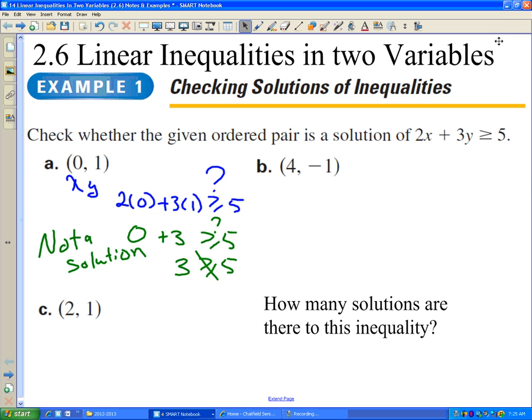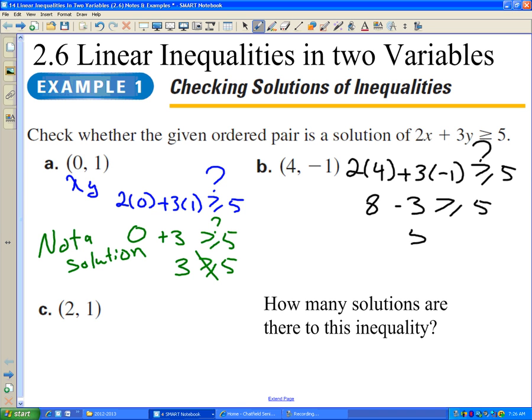Let's try another example. 2 times 4 plus 3 times negative 1. Is this greater than or equal to 5? 2 times 4 is 8. 3 times negative 1 is a negative 3. Is that greater than or equal to 5? Well, that is exactly 5. That is equal to 5. And since I have equal in my inequality, yes, this is a true statement. Is this a solution? Yes, this is a solution.